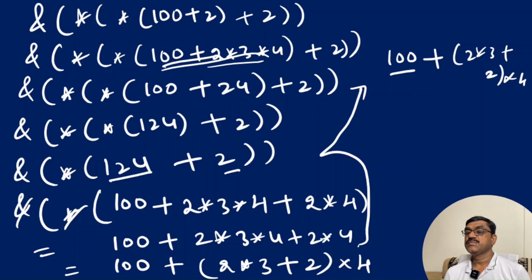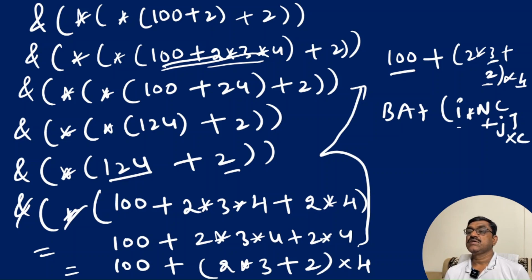That means this is the base address plus I, which is 2, into 3, meaning the number of columns NC, plus J, which is 2, into 4, the size of an integer. So here the equation is this for the integer variable. This is the way of deriving the equation to find the address of an element of a two-dimensional array. With this, I'm going to close the session. Thank you very much for watching.